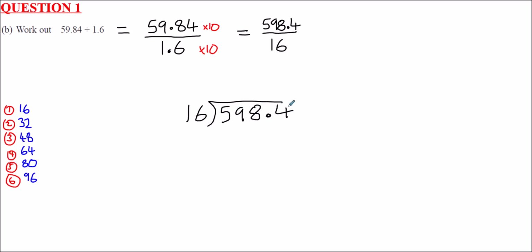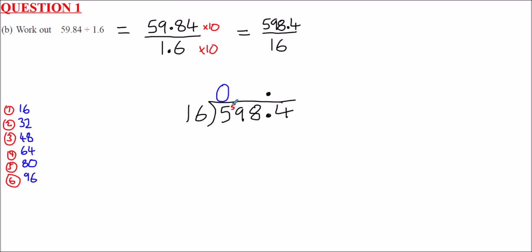598.4. And make sure you've got a decimal up here so it's lining up with the decimal in the number you're dividing. First of all, we ask ourselves, can 16 fit into 5? Obviously not. 16 is far too big for 5. So 0 16s fit into 5. That 5's not been used, so the remainder is 5, which will move on to the next digit.